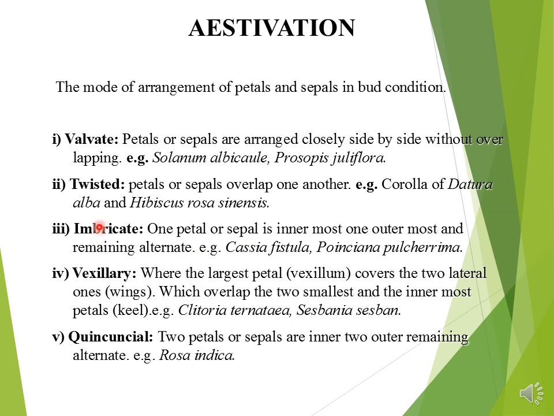Vexillary estivation is where the largest petal, the vexillum, covers the two lateral petals, which overlap the two smallest and innermost petals, known as the keel. Examples are Clitoria ternatea and Sesbania sesban. Quincuncial estivation is when two petals or sepals are inner, two are outer, and the remaining alternate. An example is Rosa indica.